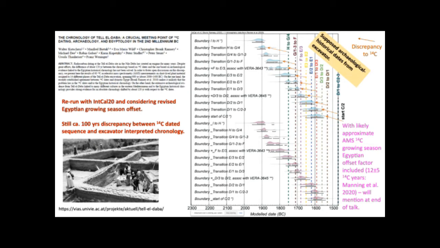So look on the right-hand side. The date should be falling where the dotted lines are, and the arrows are indicating how much they are wrong. So by more than a century in every case.